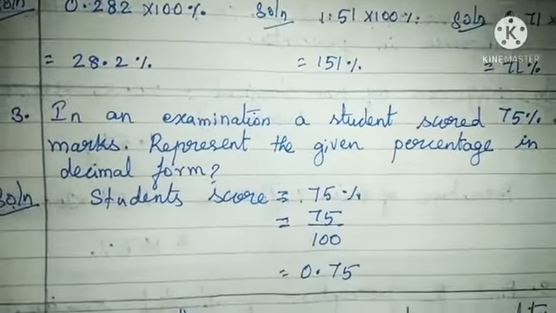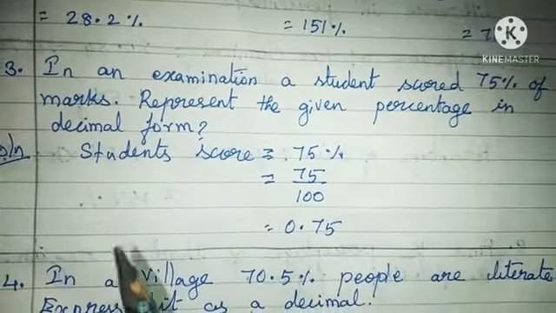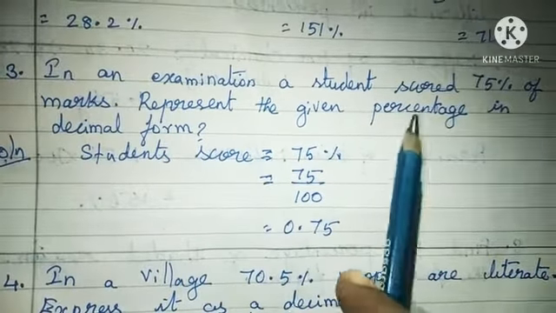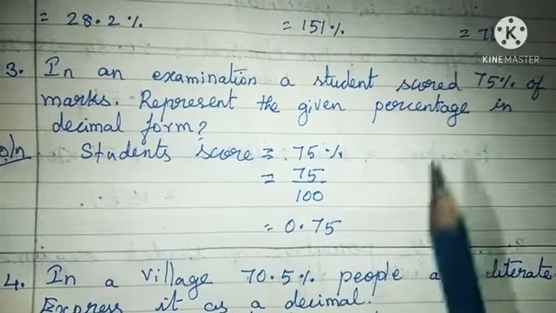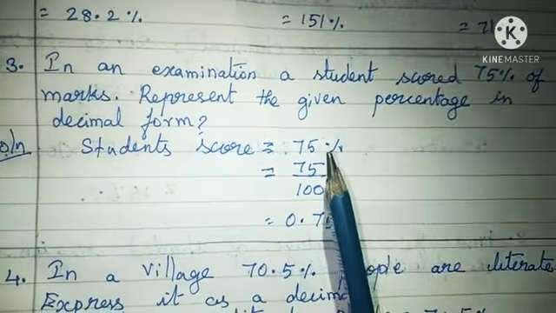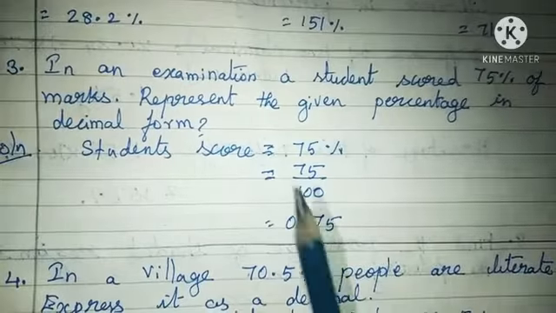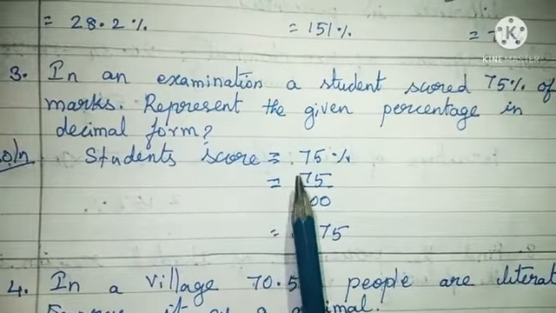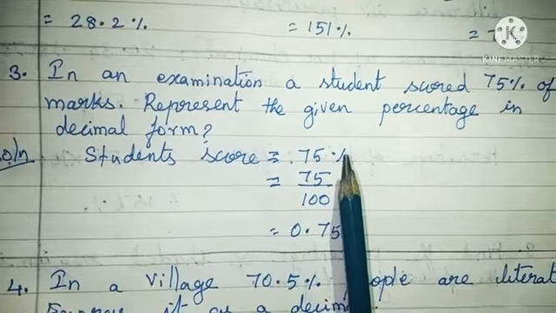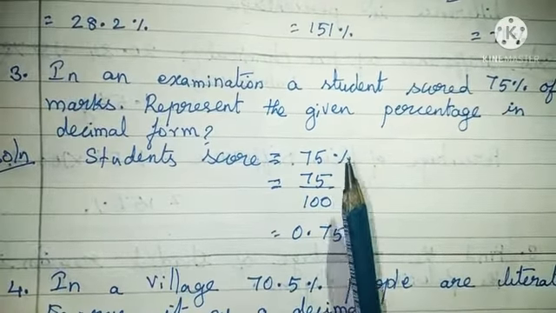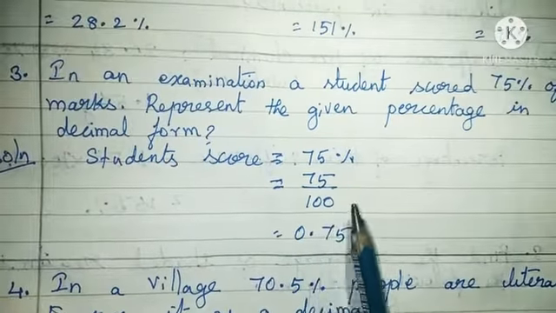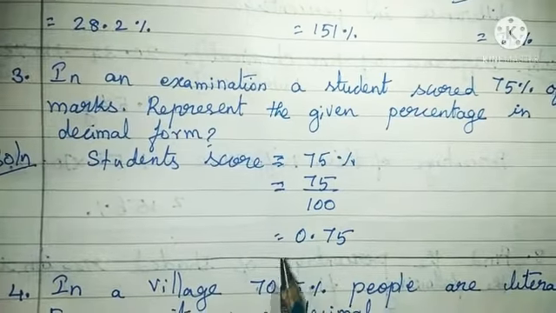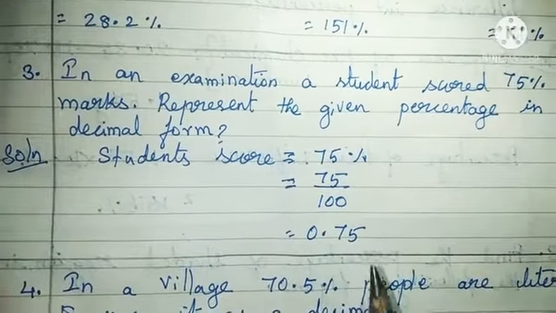Third sum, in an examination, a student scored 75% of marks. Represent the given percentage in decimal form. Here the percentage is given. You have to convert this percentage into decimal. The given is the student's score. The student scored in the examination is 75%. When we are going to convert this percentage into decimal, you have to divide it by 100. Therefore, 75 by 100, we get the decimal number as 0.75.